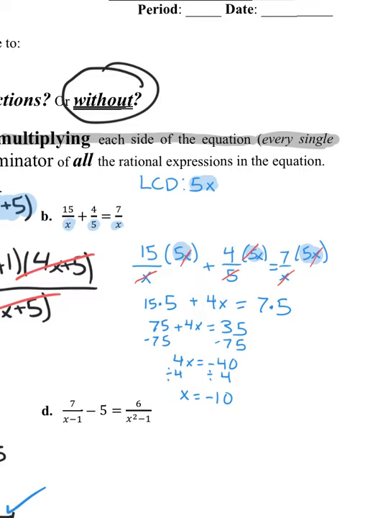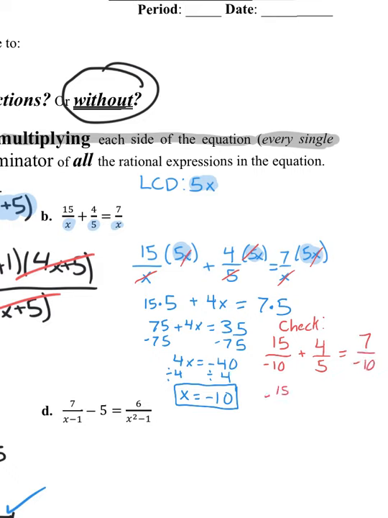All right, that's the idea here. X equals negative 10, looks good. If I want to, I can check. It's never a bad thing to double check our answers. 15 over negative 10 plus 4/5 equals 7 over negative 10.